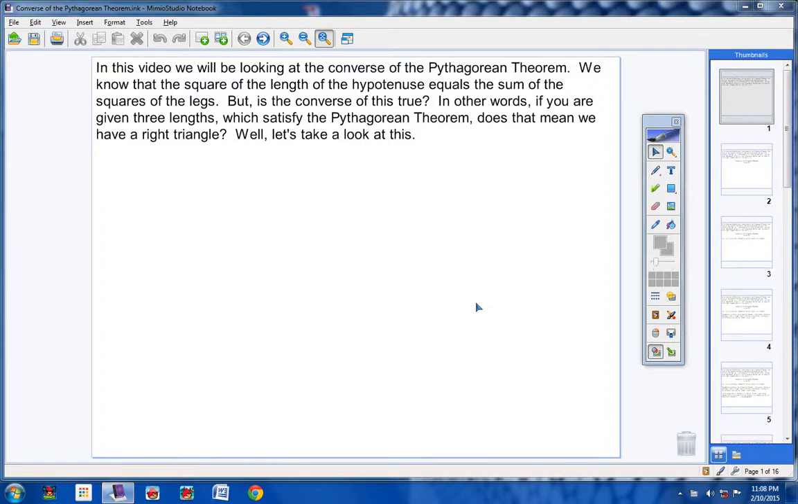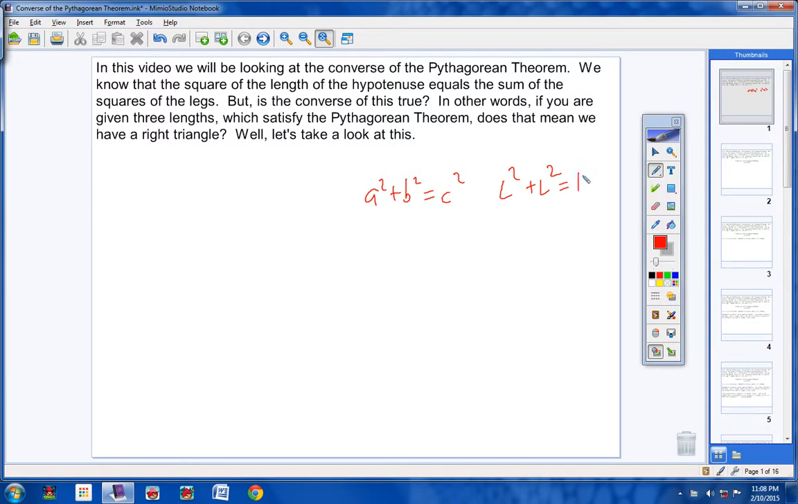Okay, geometry students, in this video we will be looking at the converse of the Pythagorean theorem. We know that the square of the length of the hypotenuse equals the sum of the squares of the legs. In other words, we know this is true: a squared plus b squared equals c squared, or leg squared plus leg squared equals hypotenuse squared. We know that. But is the converse of this true?